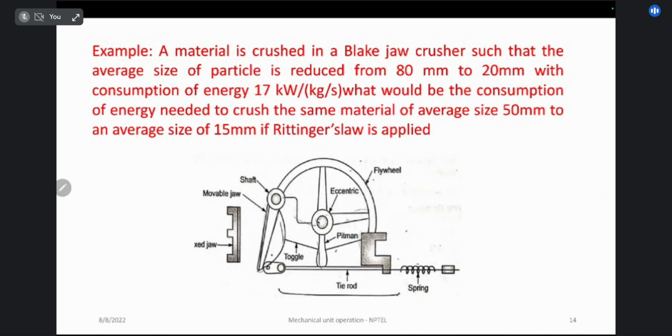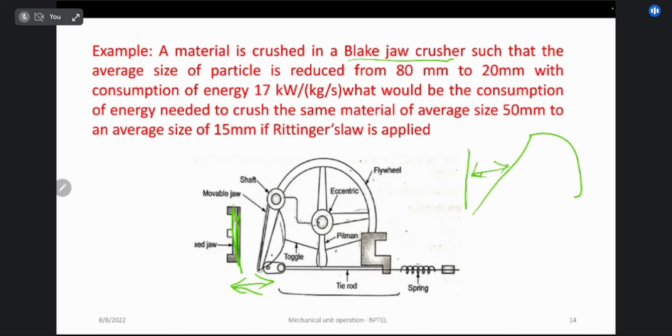Now we are doing the examples only. Now the example is material in a black jaw crusher. Different equipment was already discussed in the other three lectures from the professor. You can go through them and check which kind of different crushers and grinders are there for the size reduction operation. So in this example we are using a black jaw crusher. In this, one plate is fixed and this one is movable.